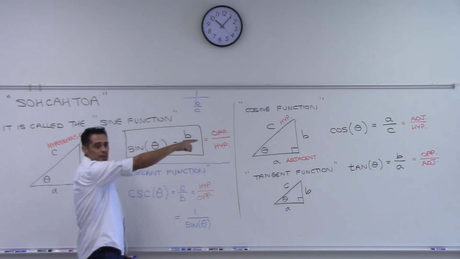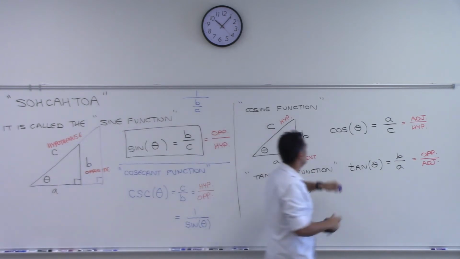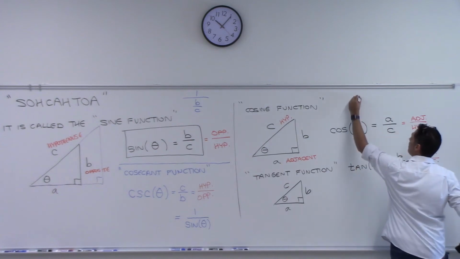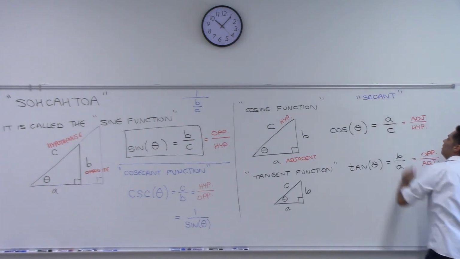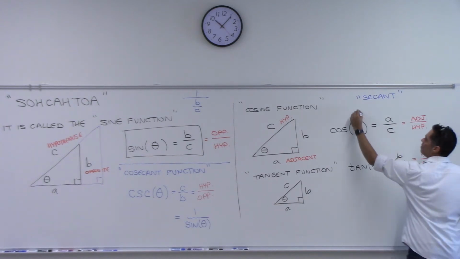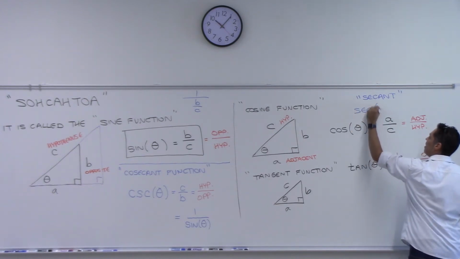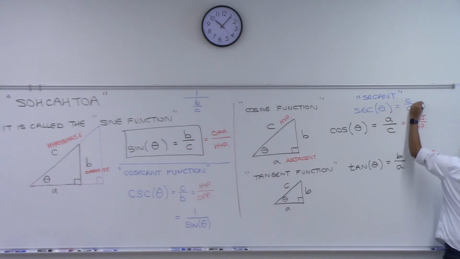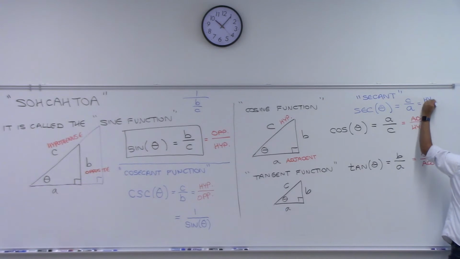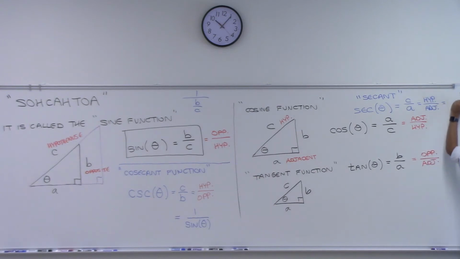Then we have the reciprocal of the cosine function. Anyone know what that one's called? Secant. The secant function. And the way we write it is sec theta. It's just c over a, or if you want, it's the hypotenuse over the adjacent. Or you could write it as 1 over what? Cosine.